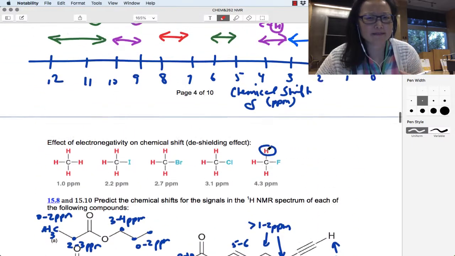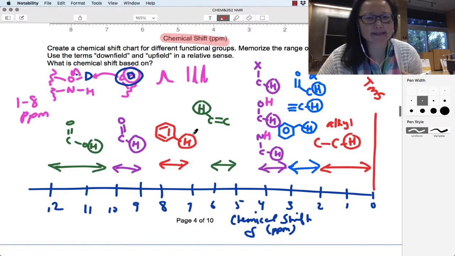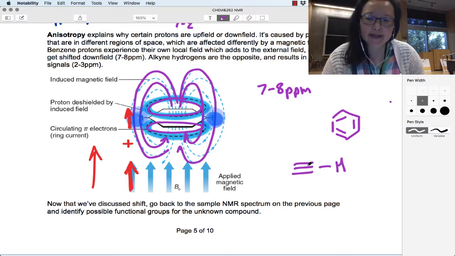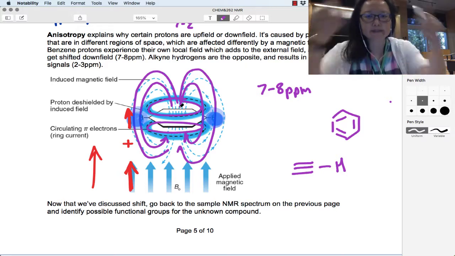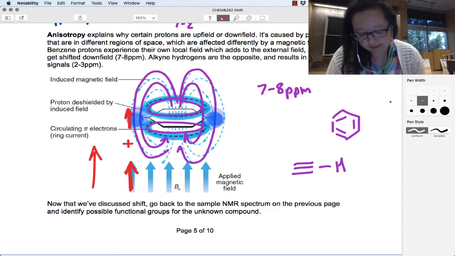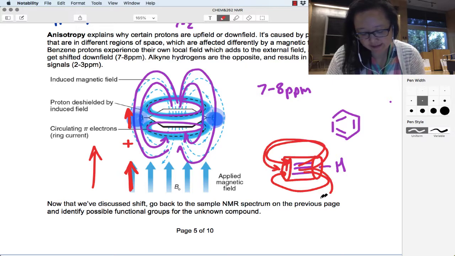Now with some pi systems, that's not the case. It is with double bonds and benzene rings, but with triple bonds, they're actually still upfield quite a bit, 2 to 3. So why don't we see that there? Well, in a triple bond, we see a different kind of anisotropy. For an alkyne, we see a different induced field than here. Here we see a ring current that induces a field this way. For this alkyne, we see a field that goes more like this. So it almost treats this alkyne like a cylinder, and then the induced field goes like that.